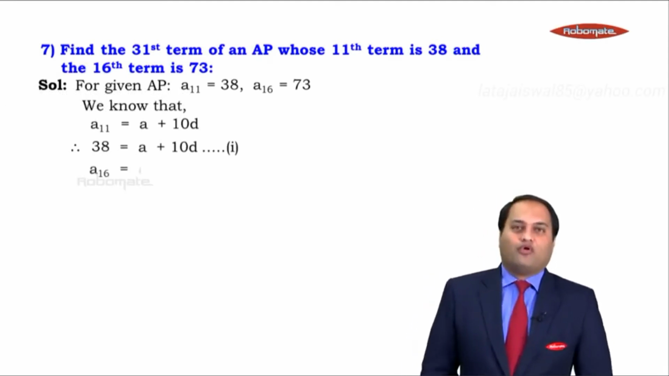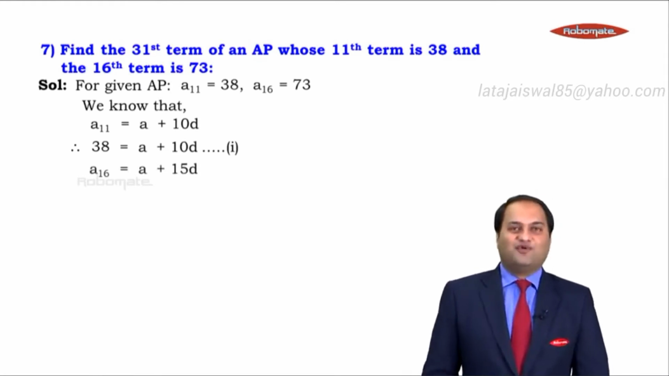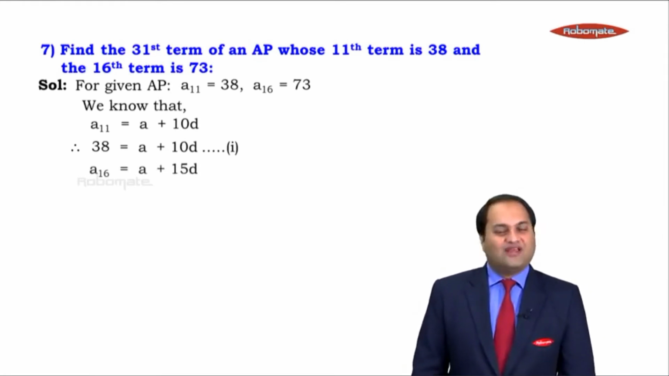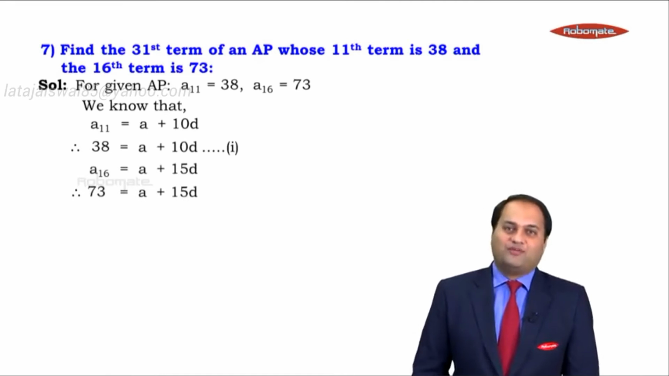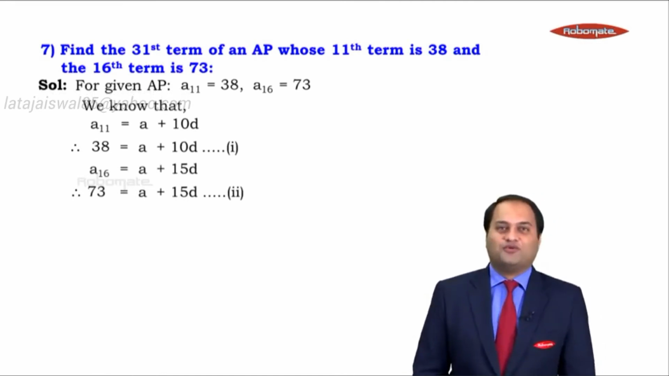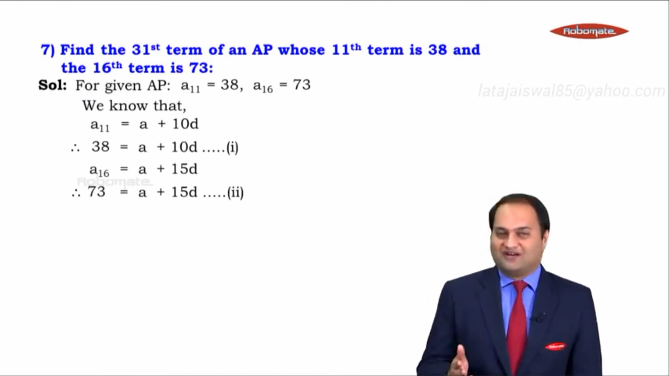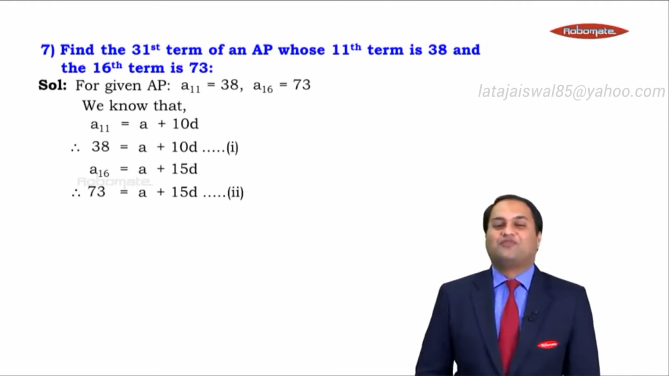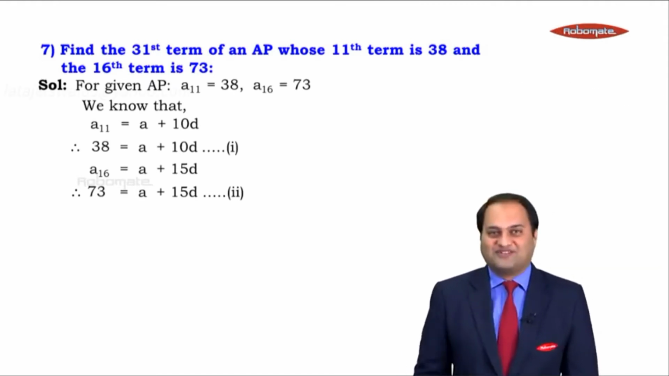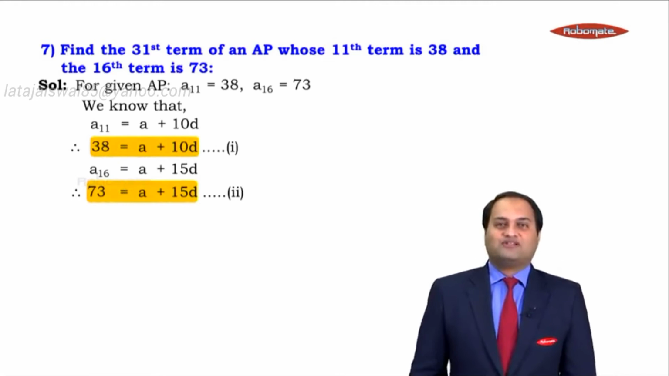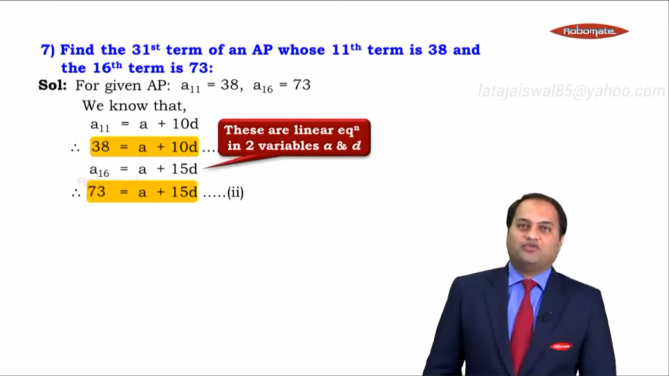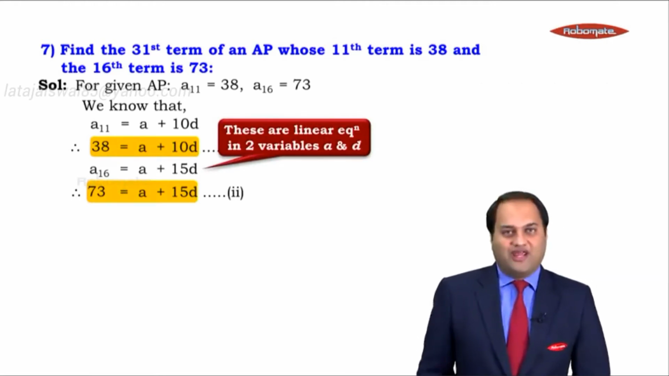Now, for A16 is equal to A plus 15D. So 73 is equal to A plus 15D, equation number 2. Remember, absolutely similar sum. We have done this previously when we were doing the concept of missing terms, right? The two equations that we are getting are linear equations in two variables. So let us find the values of A and D now.